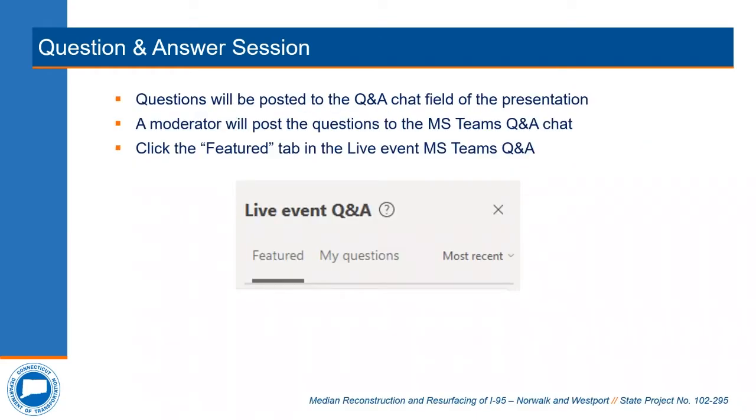During the question and answer session, questions will be posted to the Q&A chat field of the presentation. A moderator will post these questions to the MS Teams Q&A chat, and these questions can be viewed by clicking the Featured tab in the live event chat as shown in the image in the middle of your screen. Thank you for your patience while I went through these items.